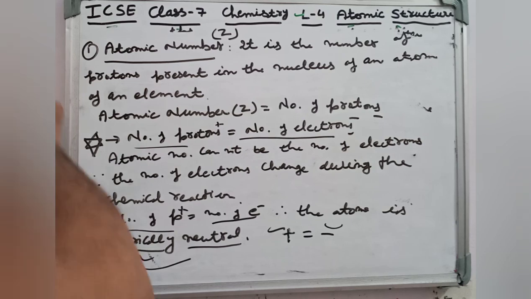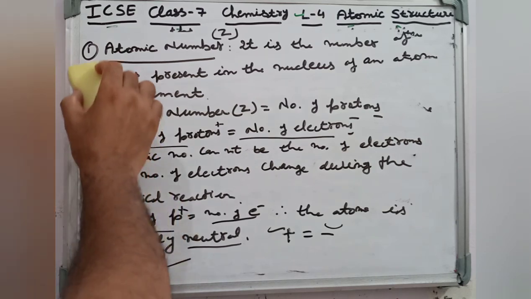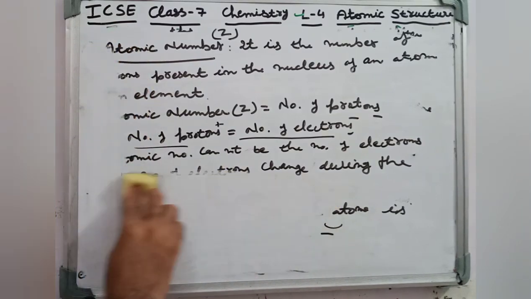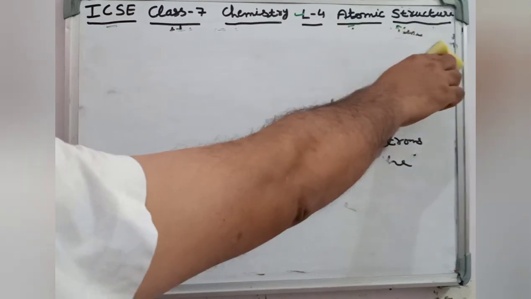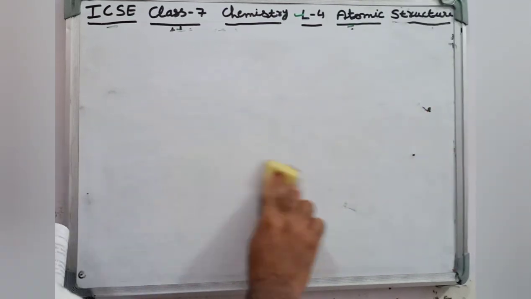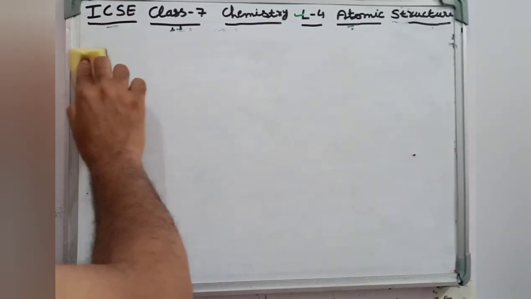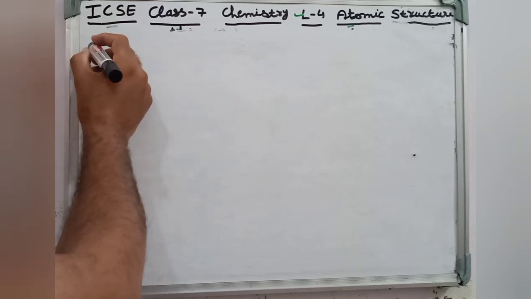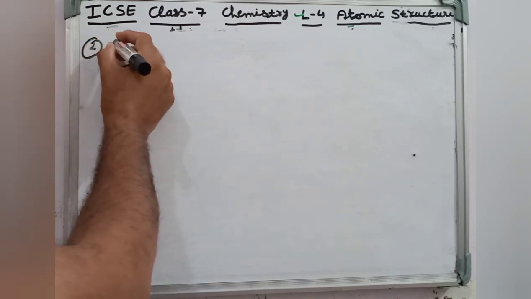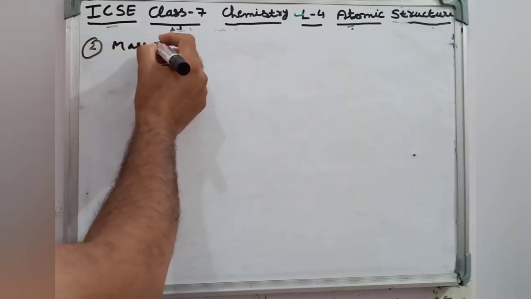So this was atomic number. Atomic number is the number of protons. Protons are positive, electrons are negative. When the number of positive charge is equal to the number of negative charge, or the number of protons is equal to the number of electrons, the substance becomes electrically neutral. The second thing we are going to deal with is mass number.